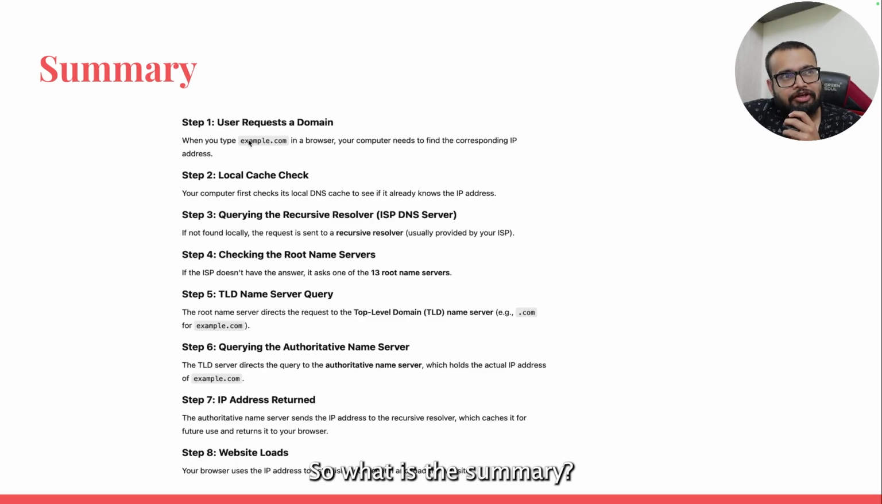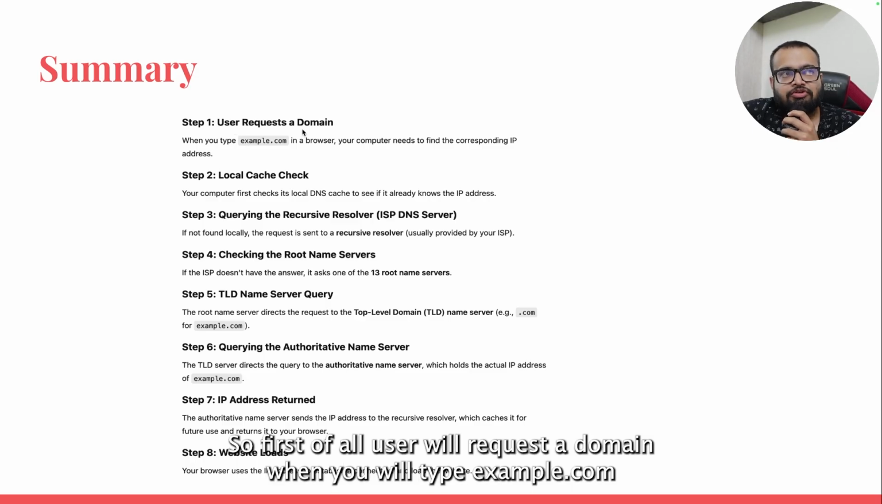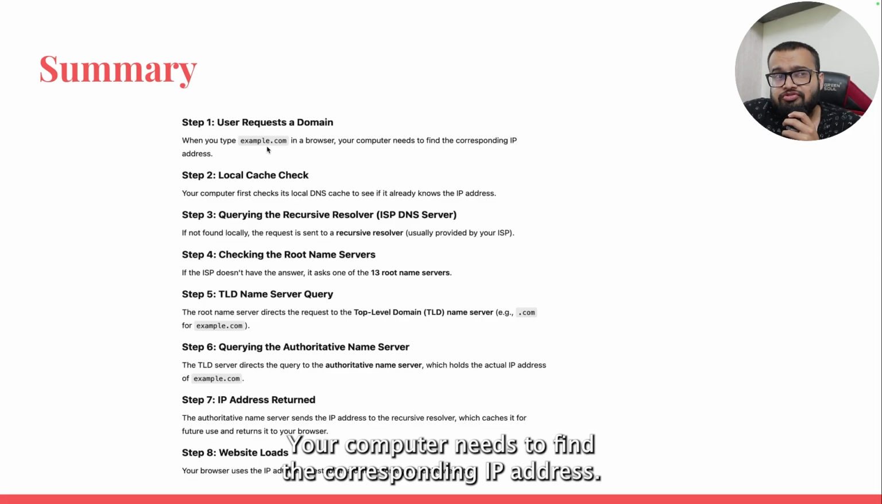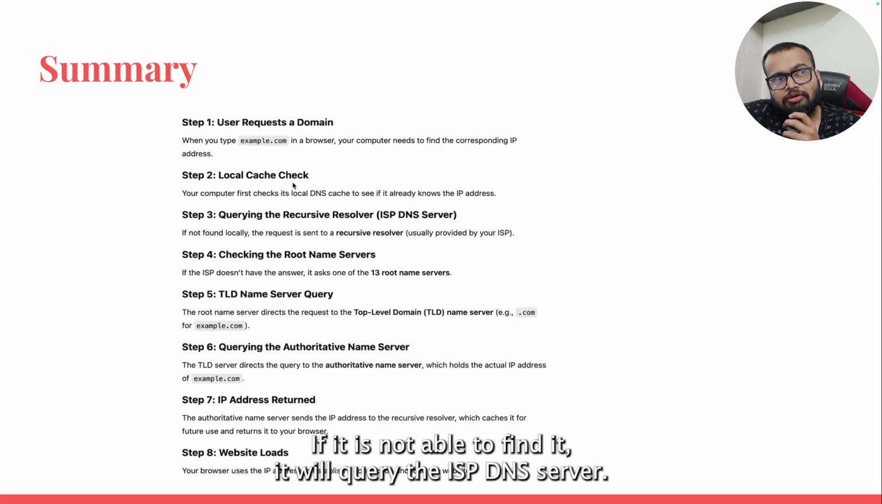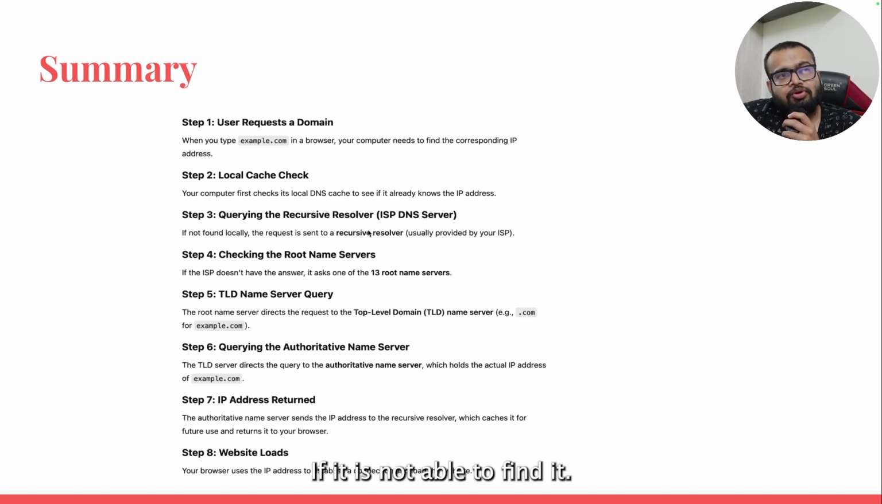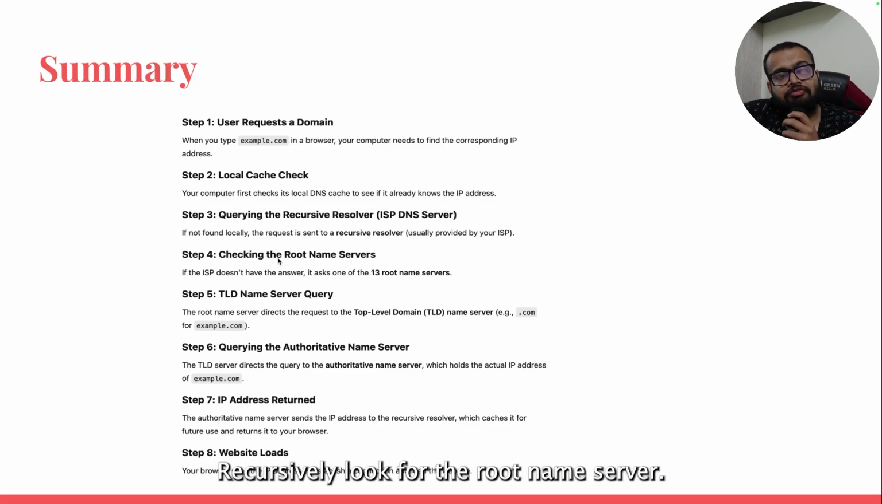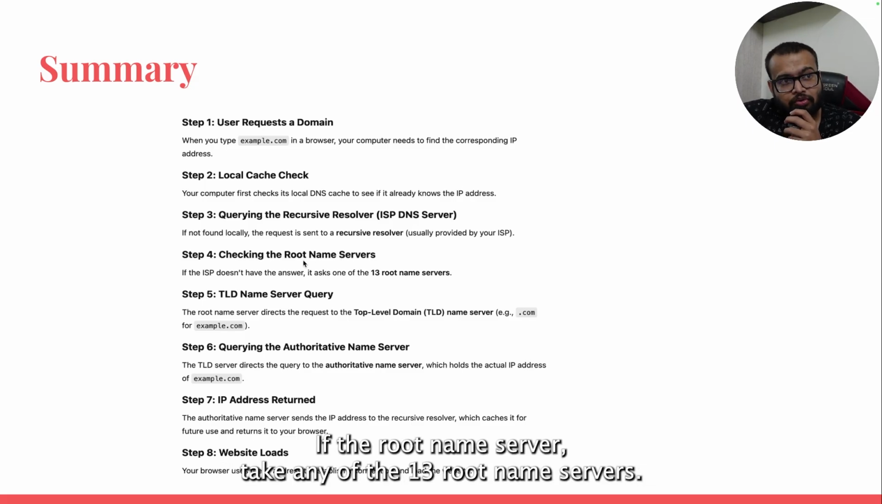So what's the summary? First of all, the user will request a domain. When you type example.com in the browser, your computer needs to find the corresponding IP address, so it will check the local cache. If it is not able to find it, it will query the ISP DNS server. If it is not able to find it, the request goes to the recursive resolver. Like first the root name server, like any of the 13 root name servers.